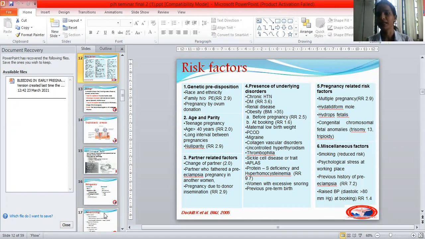So if we take the pregnancy related risk factors alone, then features like multiple pregnancy, hydatidiform mole, hydrops fetalis, congenital chromosomal fetal abnormalities, these are all risk factors for development of hypertension. There are also other miscellaneous risk factors like smoking, psychological stress at a workplace, previous history of preeclampsia in the same woman in a previous pregnancy, and at the time of booking, if the diastolic blood pressure was more than 80 millimeters of mercury. These are all risk factors for developing hypertension in a pregnant woman.